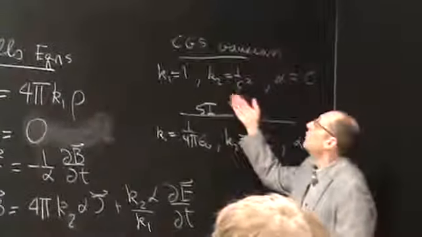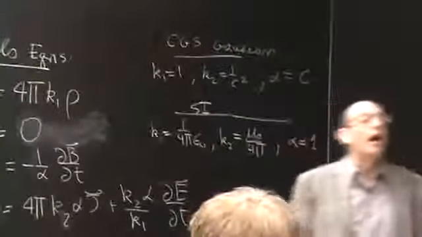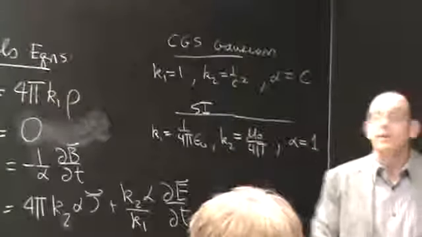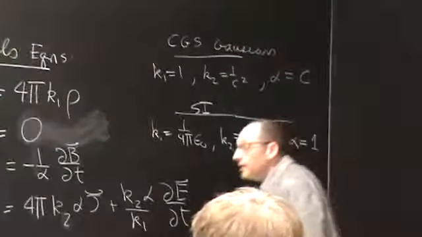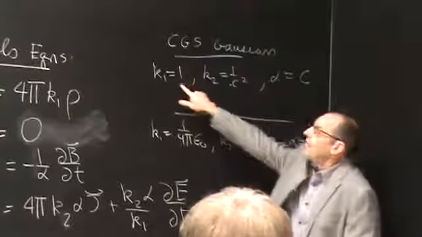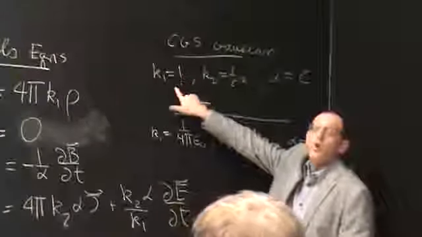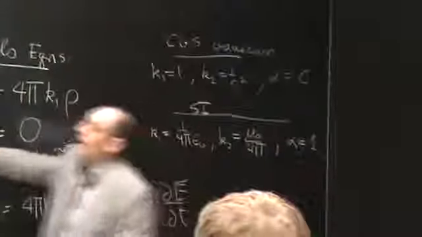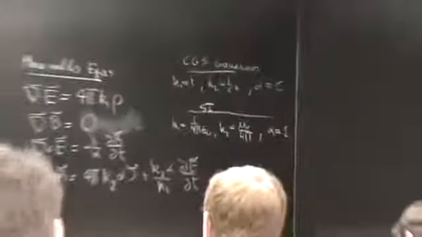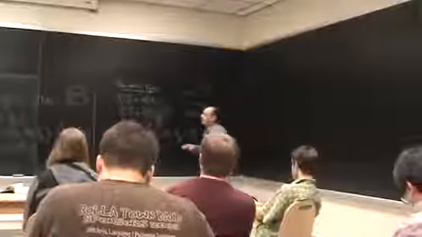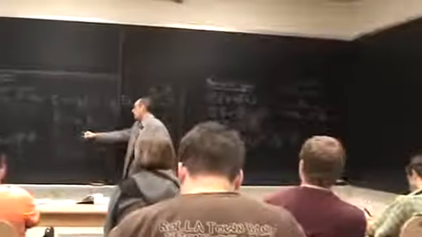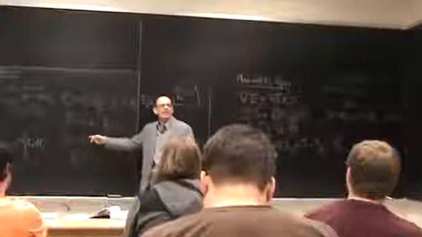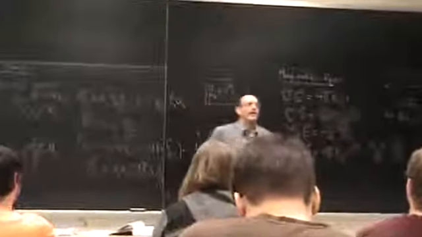And the units that we will use in this course are the Gaussian units, in which K1 is set equal to 1, so that Coulomb's law is just the product of the charges divided by the distance squared, and K2 then must be 1 over c squared. And so the force actually is 1 over c squared times this. I had it as 1 over c, so that should be corrected as well.